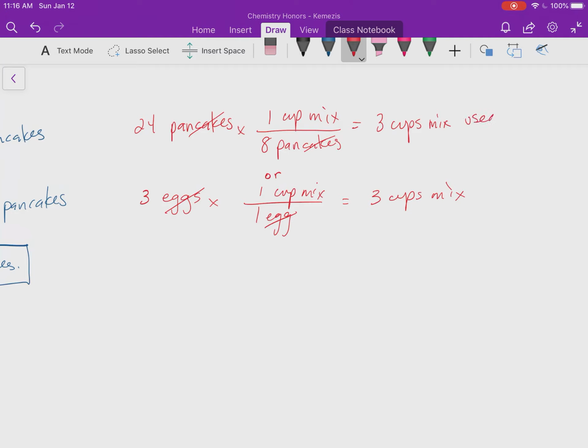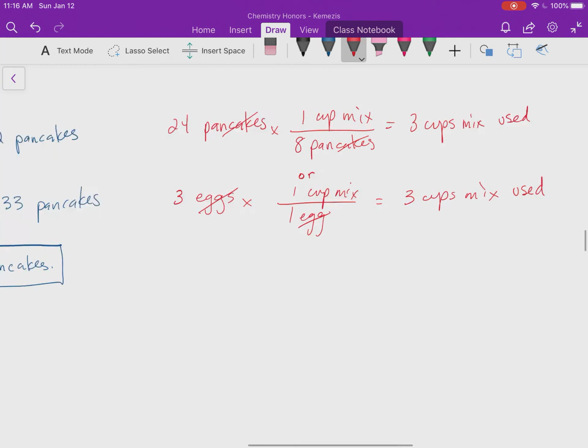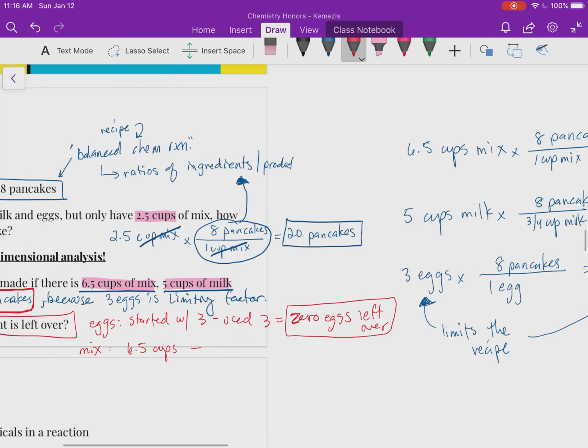3 cups of mix, I think it's important to underline the fact that this was how much we used based on what our recipe was. So I can either think about I made 24 pancakes, therefore I used 3 cups of mix, or I used 3 eggs and the ratio is 1-to-1 eggs to mix, so I also used 3 cups of mix. So then we could come over here, we used 3 cups, so therefore we have 3.5 cups mix left over.